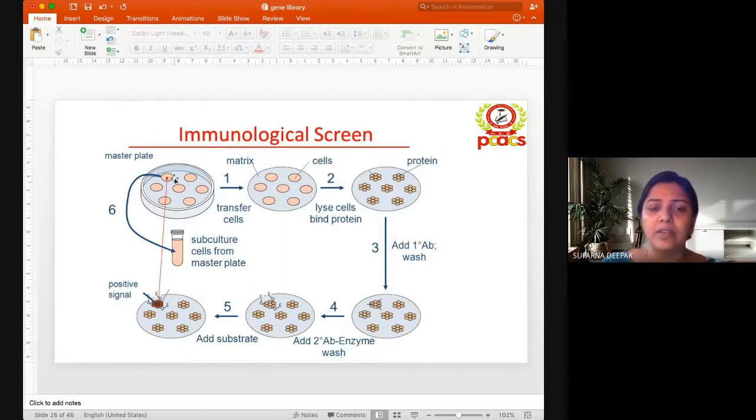So you have this master plate. From the master plate again, it has been transferred onto your nitrocellulose membrane. Then the cells are lysed so that now the proteins are going to be bound onto your surface. Then you will be giving treatment. In case of your colony hybridization or nucleic acid hybridization, you were allowing the hybridization with your probes. In this case it is your antibodies that you will be allowing to bind.